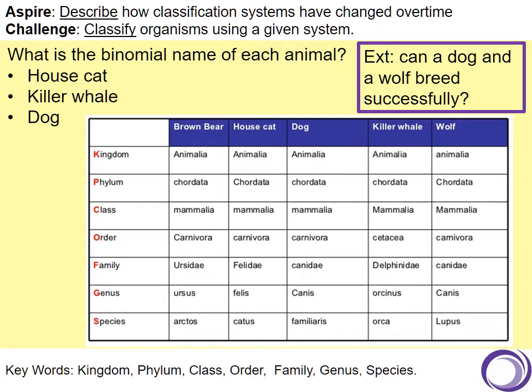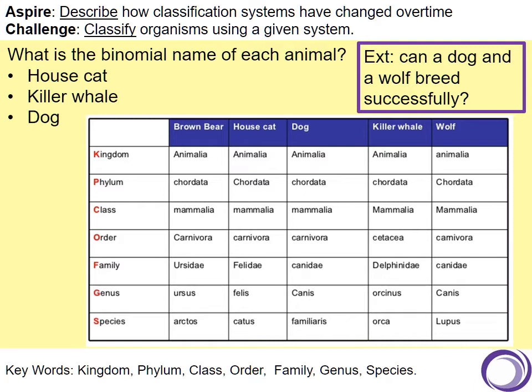Then I asked you if a dog and a wolf can breed successfully. Well, let's remember what has to happen for a species to breed successfully. The species has to breed successfully and give birth to offspring that are fertile, or offspring that can go on to have offspring that can successfully breed themselves. So a species is the smallest group of clearly identified living organisms in Linnaeus's classification system. Members of the same species are very similar, and a species is a group of organisms that can breed together successfully. So if you look at the wolf and the dog, the wolf is in the species lupus, but the dog is in the species familiaris. So they are different species, so they would not be able to successfully breed together.